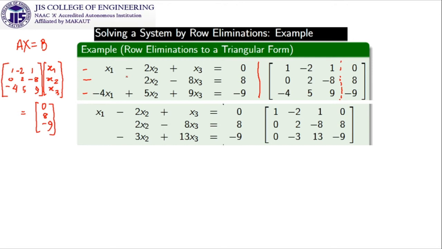multiply the first equation by 4 and add it to the third equation, then we can get 0. That means the coefficients will vanish. So the first equation will be kept as it was, the second equation is also kept as it was, and in the third equation, look at this, minus 9 plus 4 into 0 will be minus 9, minus 4 plus 4 into x1, so it will be 0, 5x2 plus 4 into minus 2x2, that means minus 8. So 5 minus 8 is minus 3, and similarly it is 13.